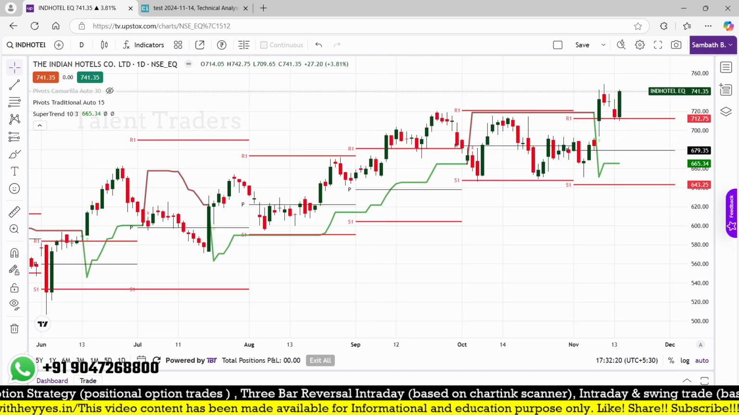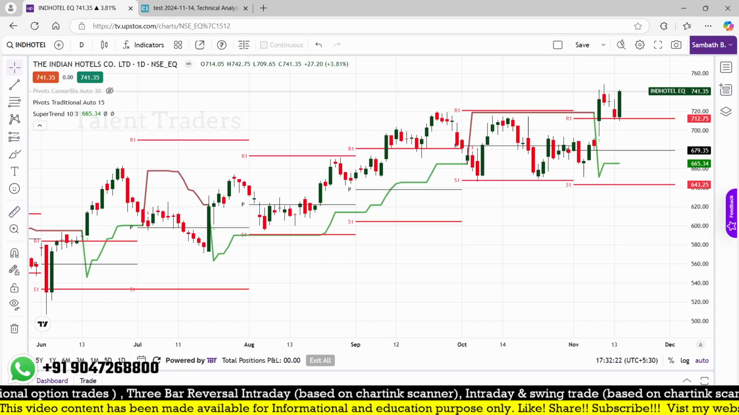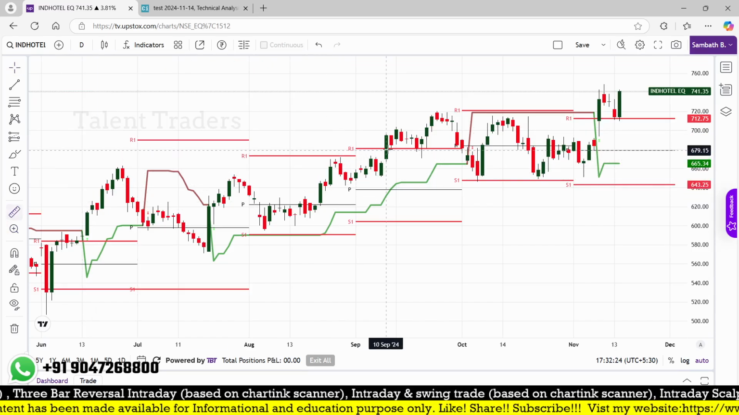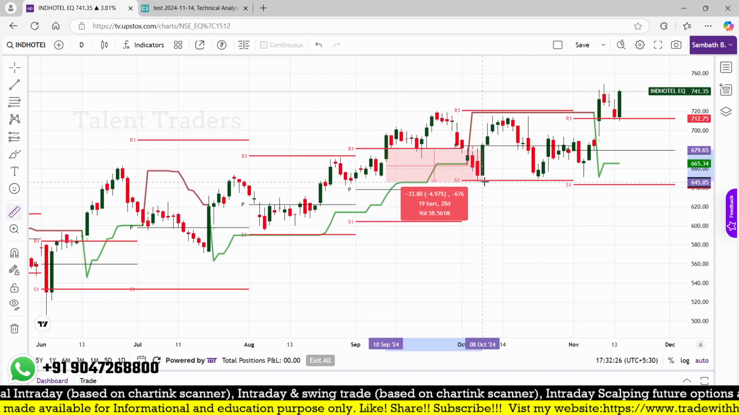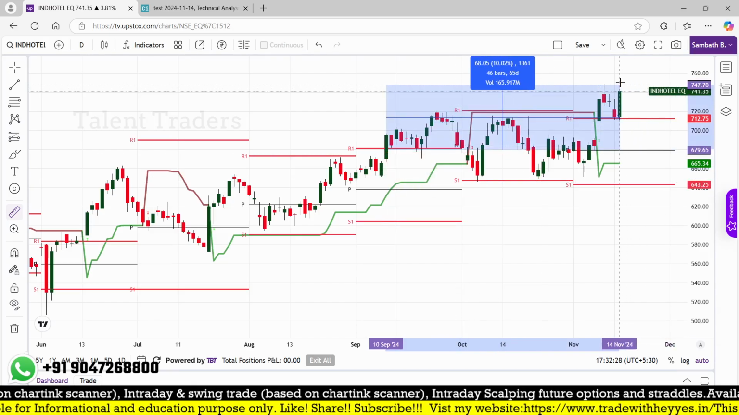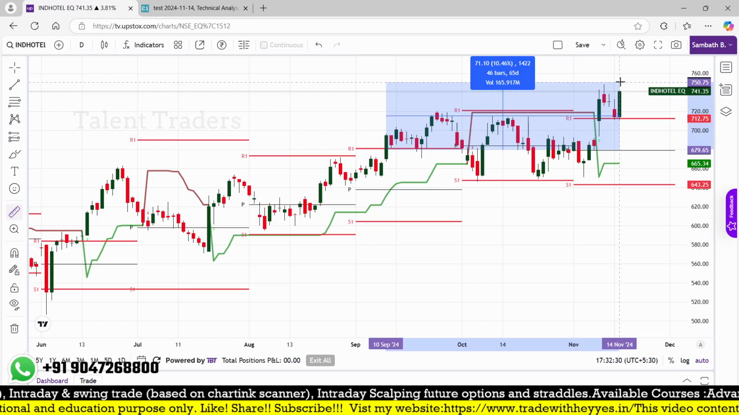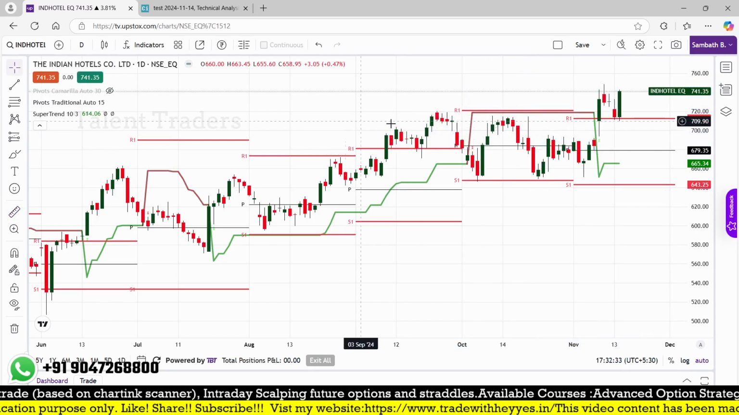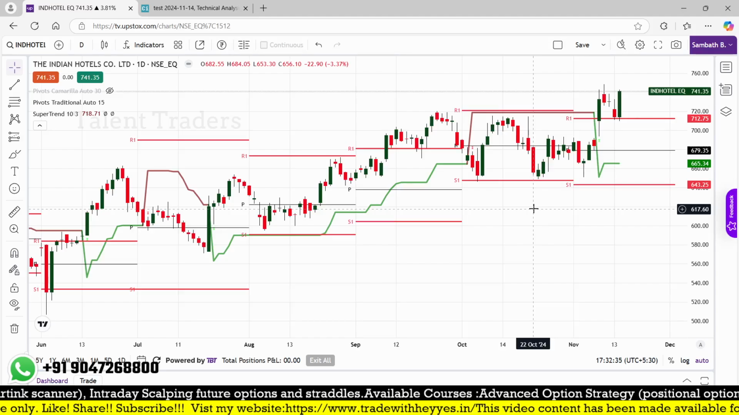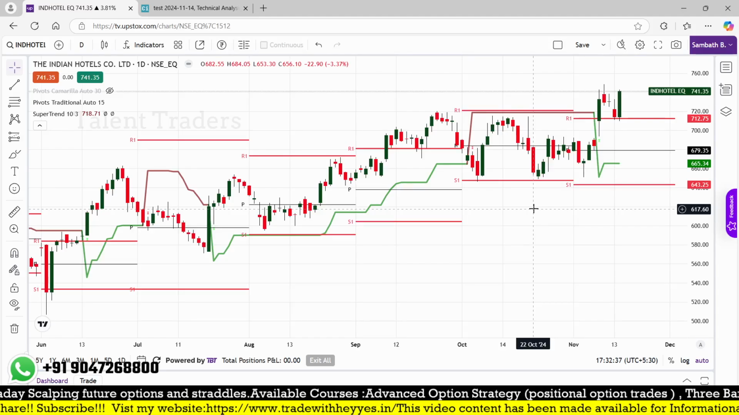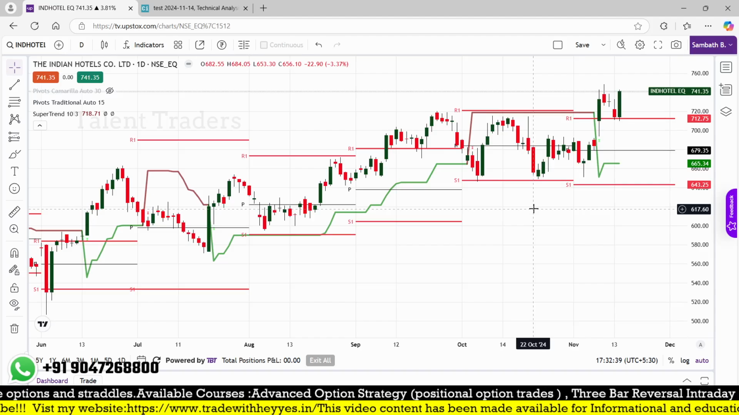So maybe stop loss depends on your logic, but I'm not going to discuss the stop loss and target. But here it came to 4%, and now, if you're comparing, it is almost 10%. I'm not going to discuss the stop loss and target for the trade, you can decide that. I'm just going to create the scanner.